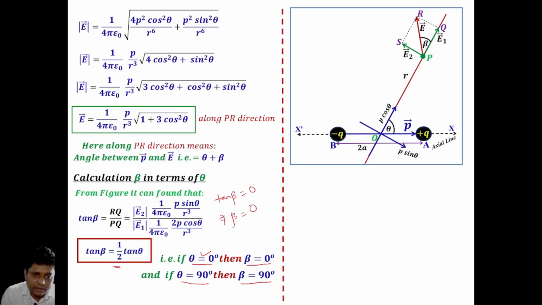Okay. Likewise, if theta is 90 degree, here tan 90 degree is infinite. So tan beta will be infinite, hence beta will be 90 degree or pi by 2. Beta should be pi by 2 or 90 degree. Okay. So here if theta is 90 degree, beta will be 90 degree. If theta is 0 degree, beta also will be 0 degree, right?